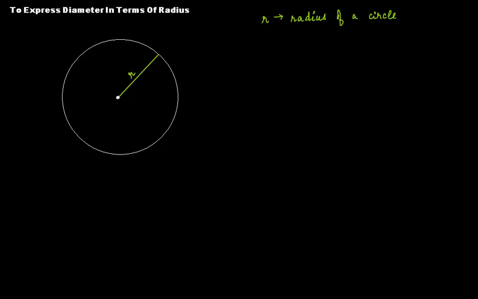And if I talk about diameter, then you know that diameter passes through the center, and this is the longest chord of a given circle. And if I denote the diameter by small letter d, then d tells us the diameter of a circle, and small d is the most common variable that will be used to describe the diameter of a circle.